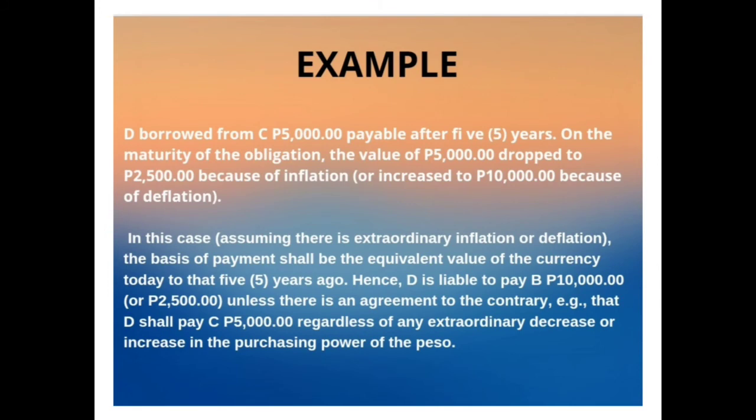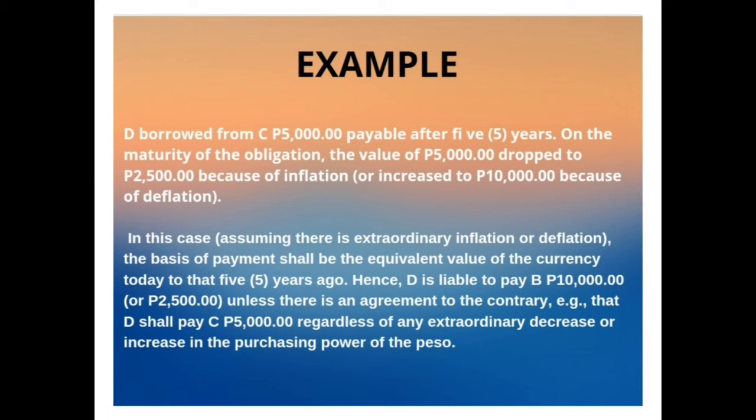So here is an example of it. D borrowed from C 5,000 pesos payable after 5 years. On the maturity of the obligation, the value of 5,000 pesos dropped to 2,500 pesos because of inflation, or increased to 10,000 pesos because of depletion. In this case, assuming there is extraordinary inflation or depletion, the basis of payment shall be equivalent to the currency today to that 5 years ago. Hence, D is liable to pay 10,000 pesos or 2,500 pesos unless there is an agreement to the contrary. Example, that D shall pay 5,000 pesos regardless of extraordinary decrease or increase in the purchasing power of the peso.